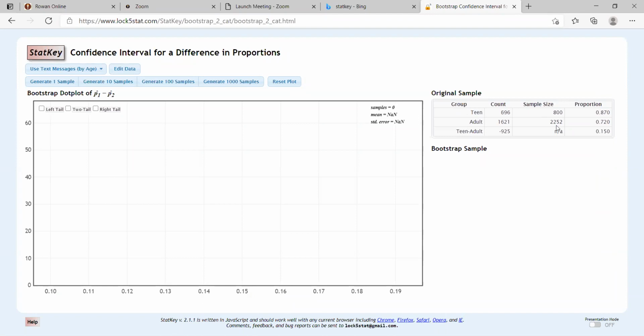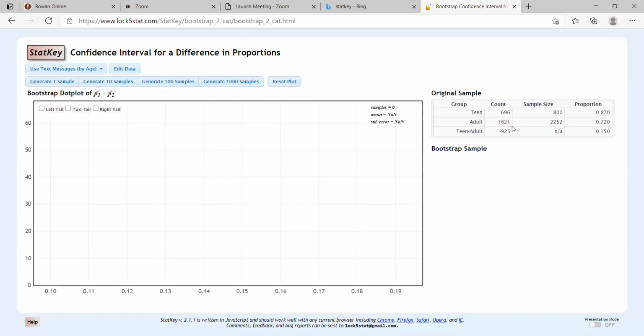In this particular study, and this was a while ago, they asked 800 teenagers and 2,252 adults to use text messaging as a primary way of communication instead of email, something like that. Out of the 800 teenagers that were asked the question, 696 of them said yes. Out of the 2,252 adults, 1,621 of them said yes. So we asked the same question to the 2 groups, and we want to know if there's a difference between teens and adults in terms of proportions. Not in terms of counts, because there's so many more adults that were asked this question. It's unfair to just say there's 1,621 adults and there's only 696 teens. You can't compare these 2 numbers because these are out of much different sample sizes between the 2 groups. So it's better to do the proportions.